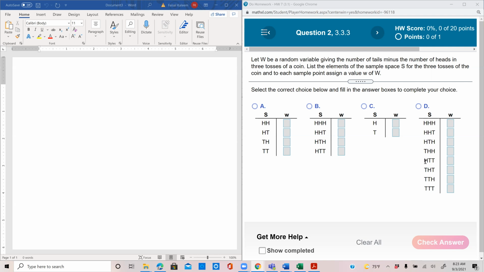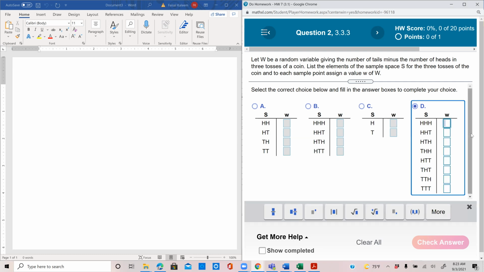Similarly, you could have 1 head and 2 tails, and this can also occur in 3 ways. The head could be in the beginning, it could be in the middle, it could be at the end, or you could have 3 tails. So this is the correct sample space. So we already know it's choice D, and W is the number of tails minus the number of heads.